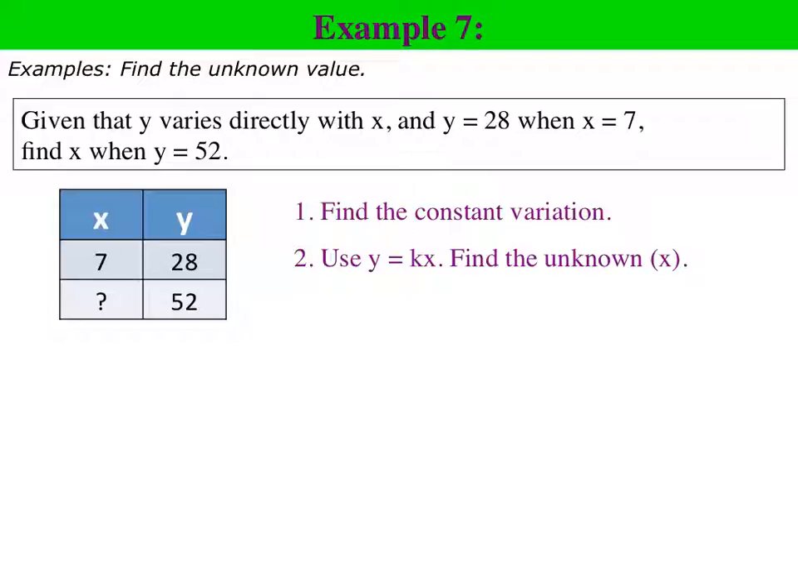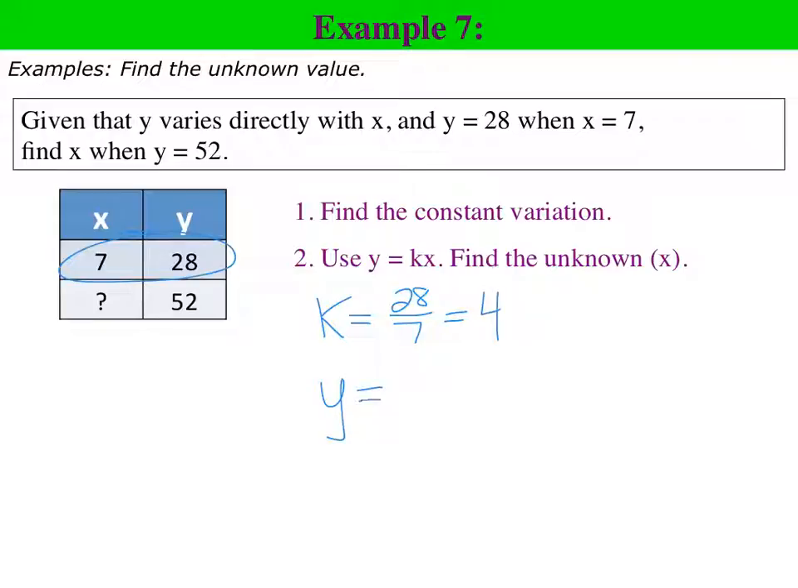Okay, so for some people you might want to actually make a table, if a table is easier for you to follow, by using the information. So here it says, given that y varies directly with x, and that just means that there is direct variation, and that y is 28 when x is 7, we're going to figure out what x is when y would be 52. So again, we're going to start by finding k, and we can only use that first group and do y over x, which is 28 over 7, so k is 4.